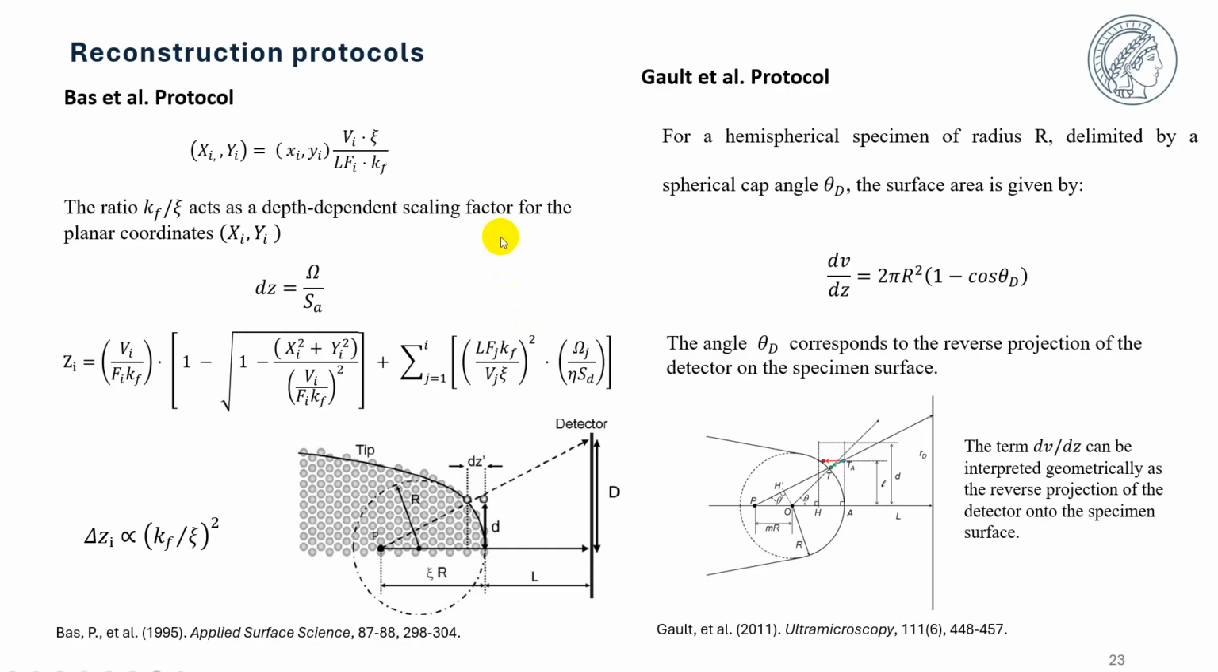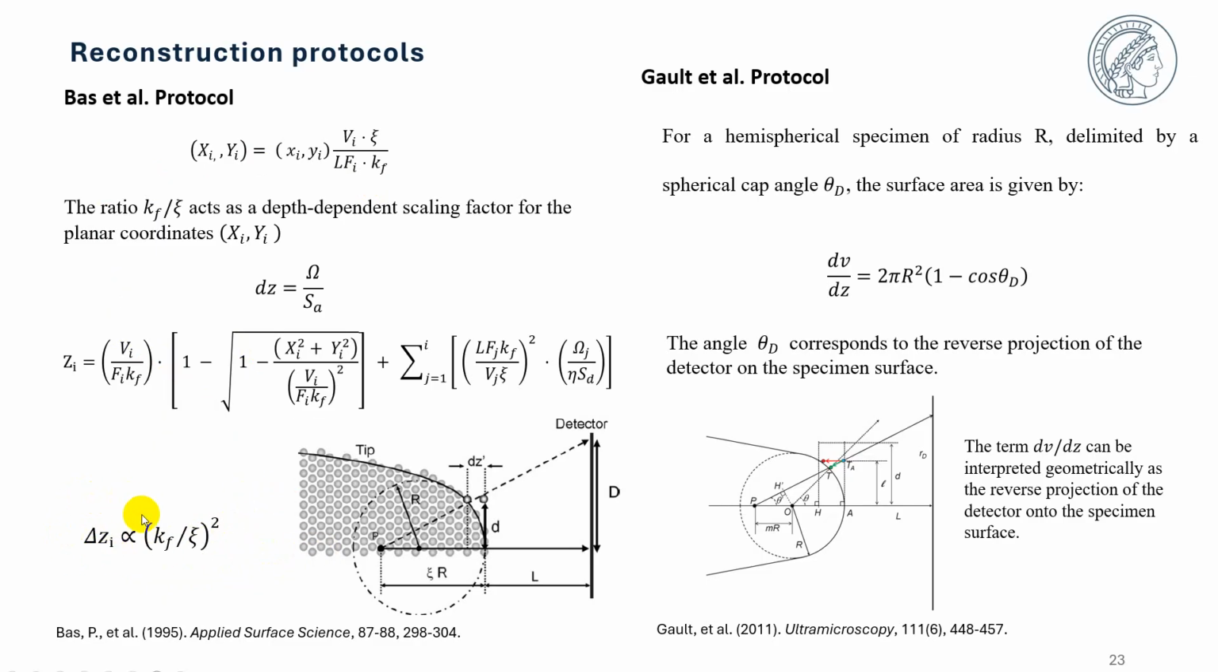Here I show the basic reconstruction protocol. So this is the Bas protocol that was published in 1995. But it's an old reconstruction protocol, and it will generate a very big distortion of your reconstruction. But here we can use this protocol to review how we do this work. So from this basic equation, we can see that delta Z is approximately proportional to the square of the ratio between the ICF and KF. Which is the principle that we use for the golden seeds method.